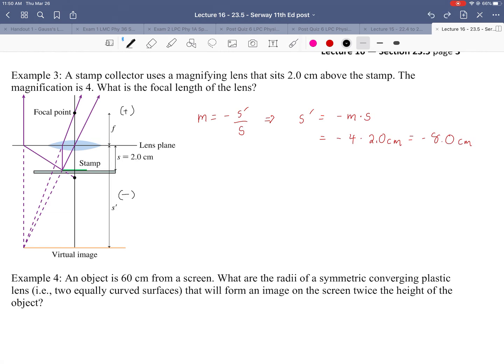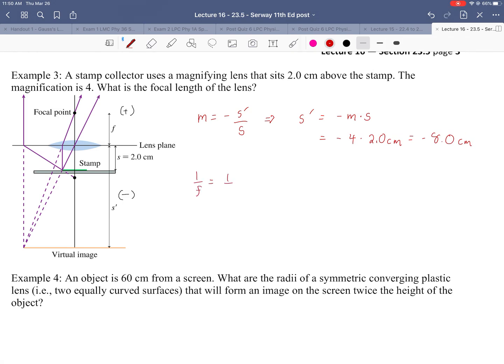Notice that the virtual image is underneath the table. That's just where it appears to be located. That's where your eye is going to recognize it, and that's where you're going to see a bigger object, okay? Because it's going to be 4 times bigger, which we know from the magnification value of 4. So now that we have the location of s prime, we can then use that to find f.